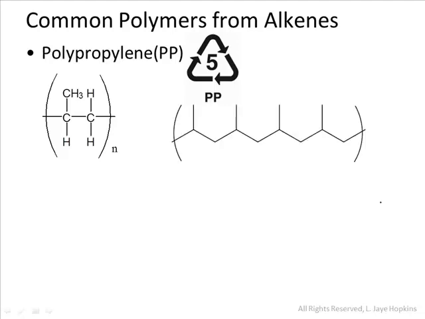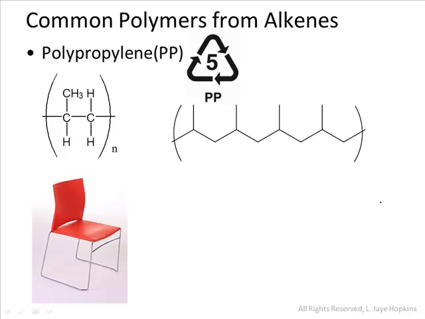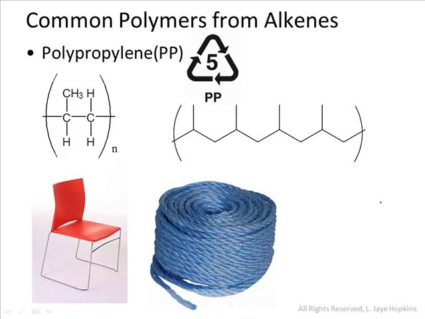If we drew out a long version of it, we'd see that it just forms a zigzag. Notice that it doesn't have any double bonds. The double bonds were present in the monomer before the polymer formed. Examples of polypropylene include rigid plastics, such as those that are used in plastic chairs and plastic desks. But depending on the plasticizers and the amount of branching that takes place, you can also make softer substances.